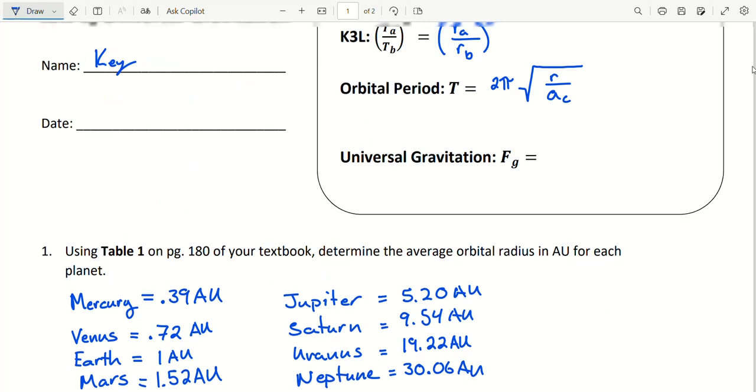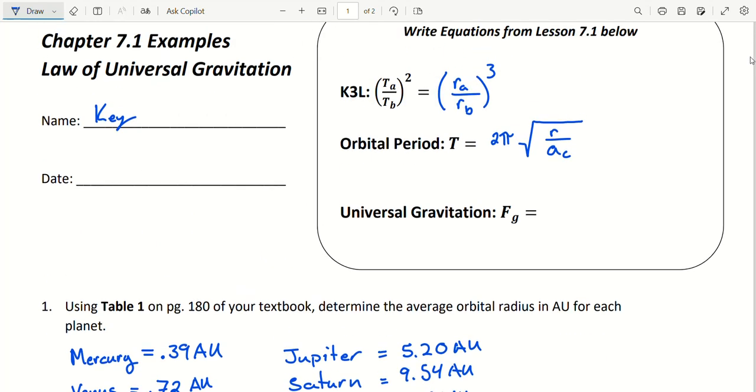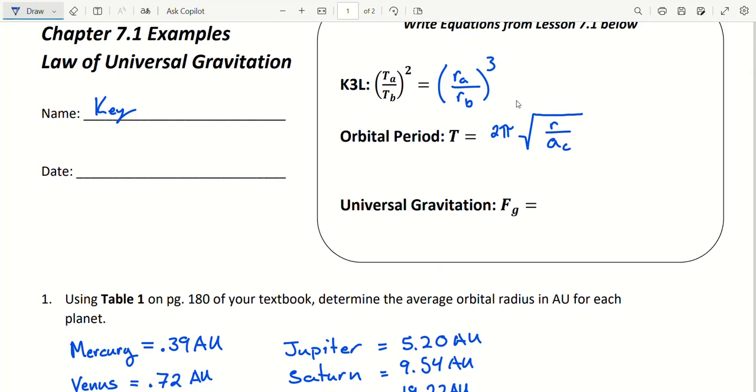Do you have these 2 written on top of your page? Yeah. Okay, so are we going to use Kepler or orbital period? Do you know centripetal acceleration? Okay, so we'll fix it. Rafa, hook it up.